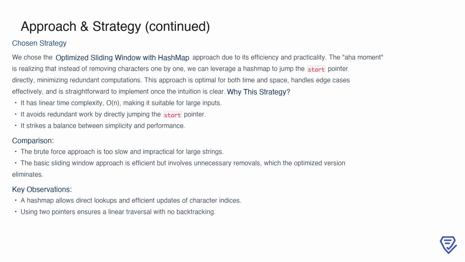Given the options, we chose the optimized sliding window with hashmap approach as the most suitable strategy for solving this problem. The key insight here is recognizing that instead of incrementally removing characters, we can directly jump the start pointer using the hashmap, which minimizes redundant computations.